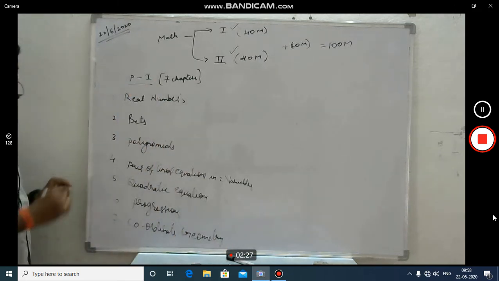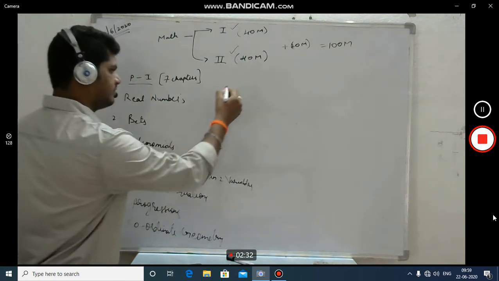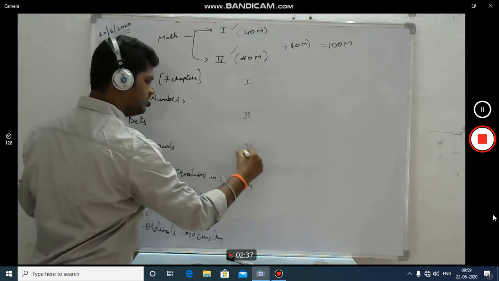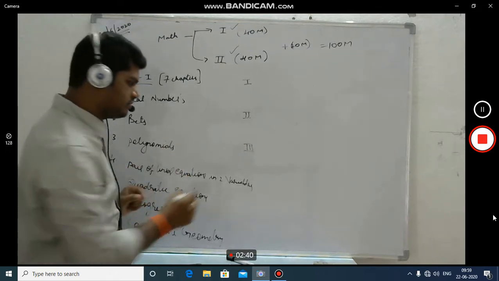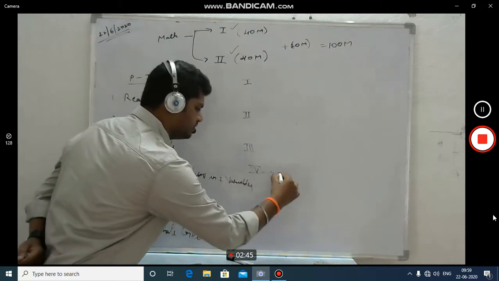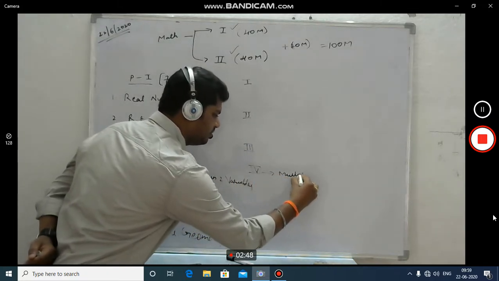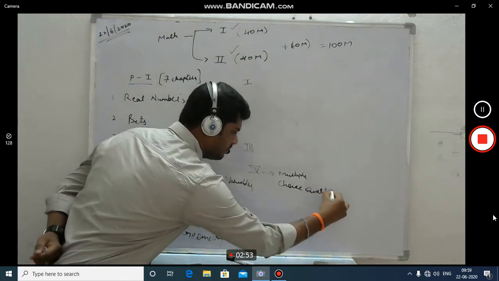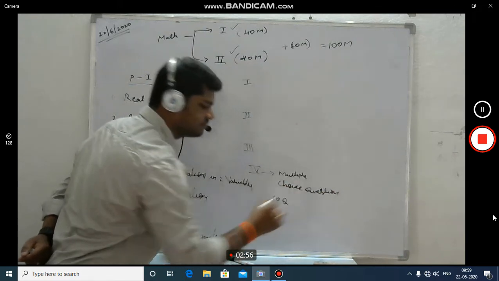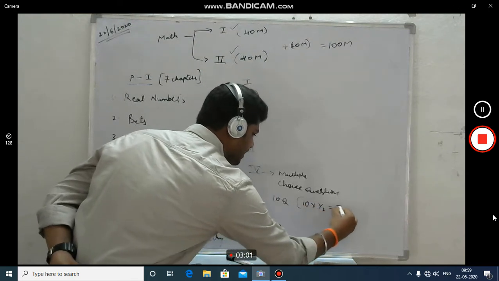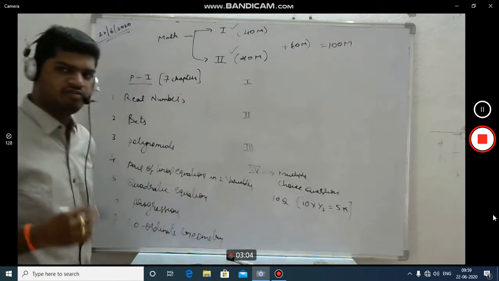So these are the 7 chapters that will be asked in paper 1, and we have 3 sections, section 1, section 2, section 3, for solving the problems, and one more section, that is section 4. This is multiple choice questions. Here 10 questions will be asked and each carries half mark. So 10 into half, you will get 5 marks. All 10 questions are multiple choice questions.